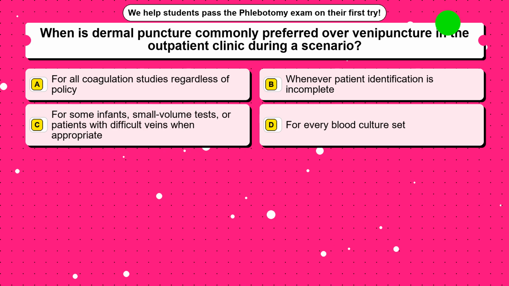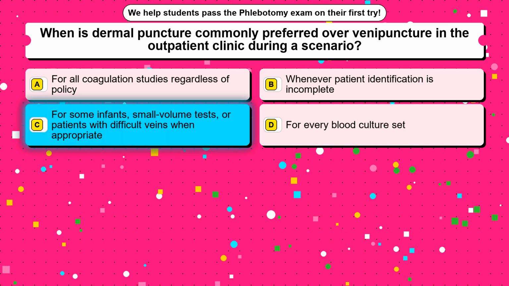Question 82. When is dermal puncture commonly preferred over venipuncture in the outpatient clinic during a scenario? Option A. For all coagulation studies regardless of policy. Option B. Whenever patient identification is incomplete. Option C. For some infants, small volume tests, or patients with difficult veins when appropriate. Option D. For every blood culture set.